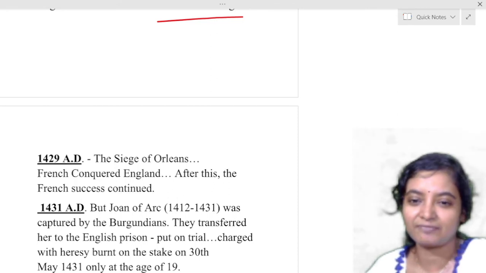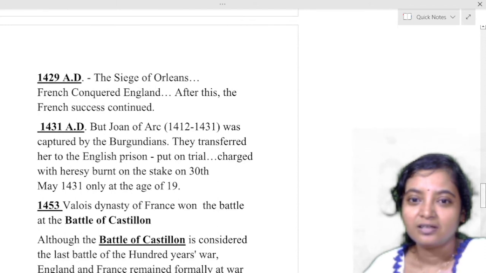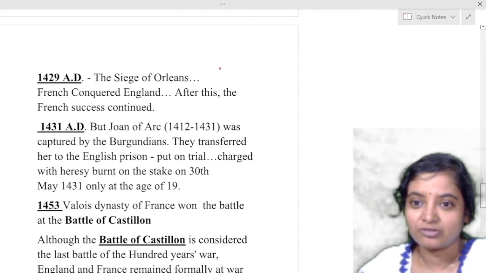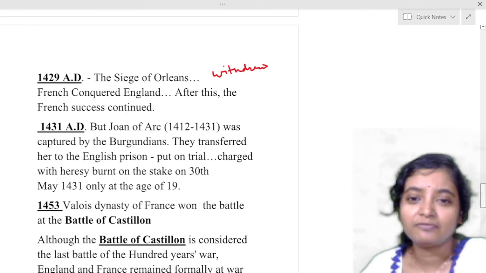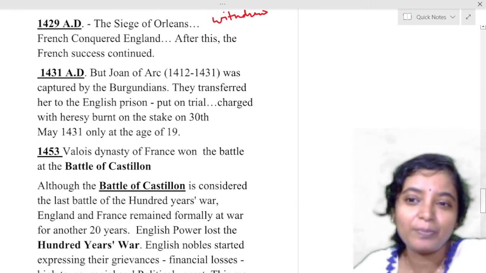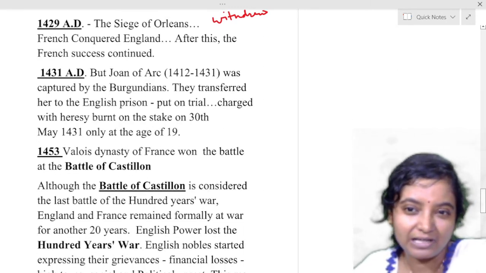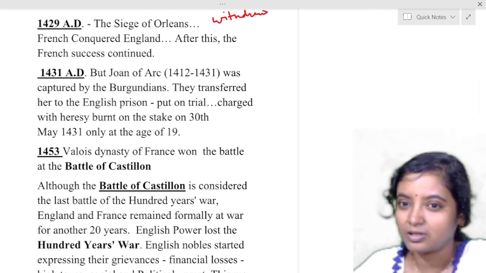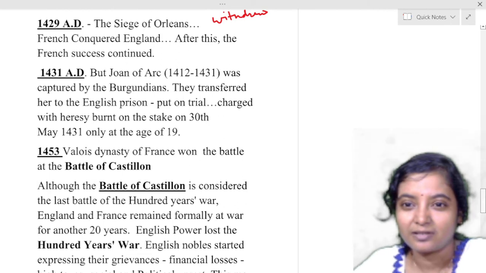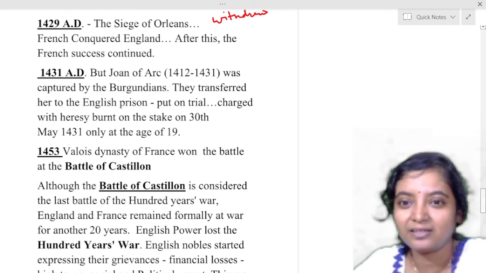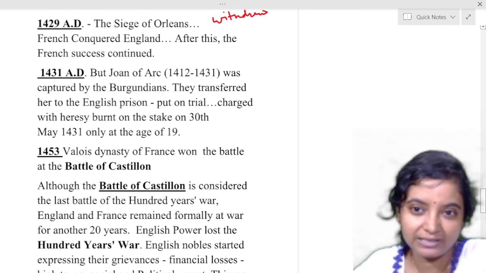After this, the French successes continued. The siege of Orleans was withdrawn, actually. In 1431 AD, Joan of Arc was captured by the Burgundians. So she faced some glory for a brief moment, a sparkle of fame, and then she had a pathetic death to die.